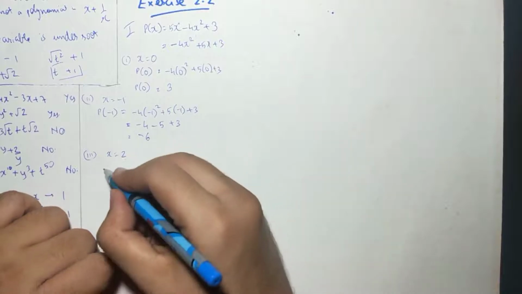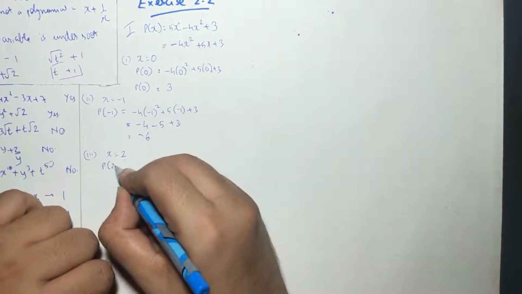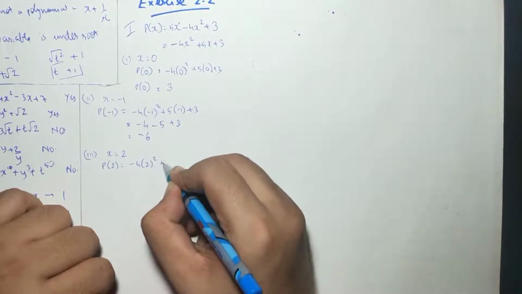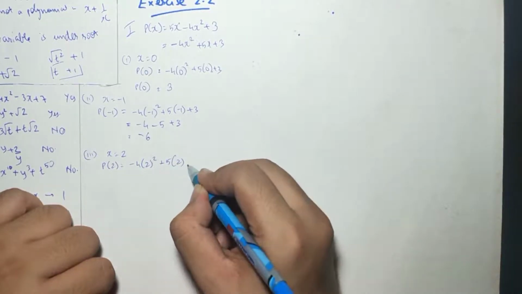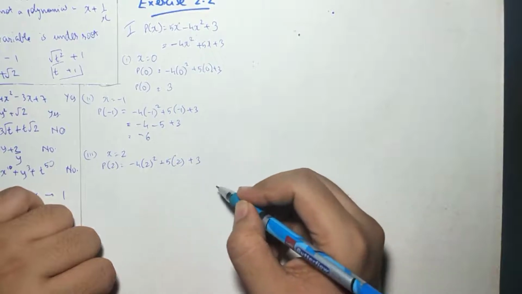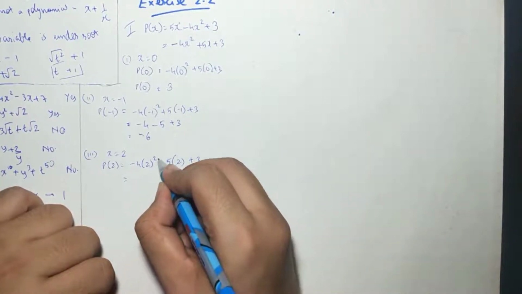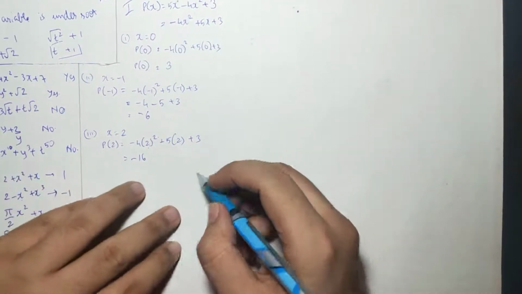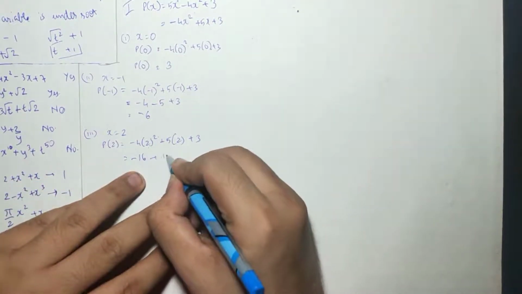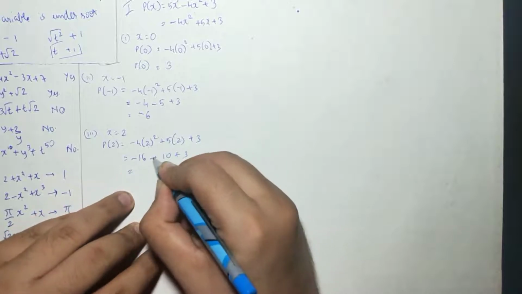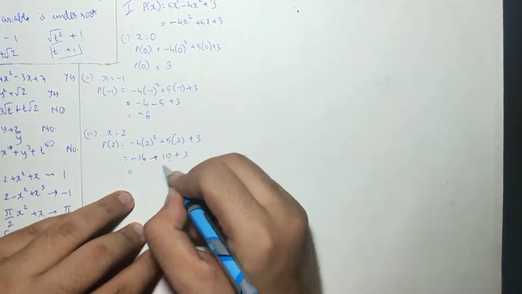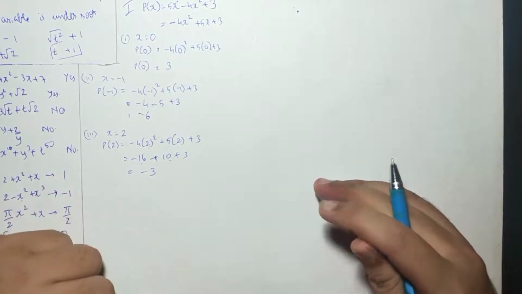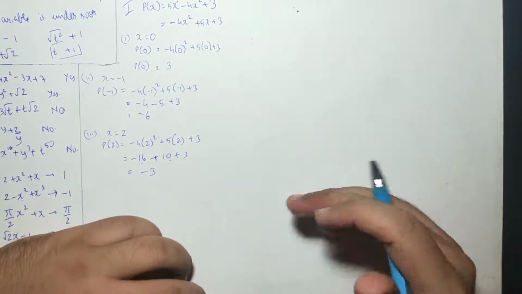X equals 2. So p of 2 will be equal to minus 4 into 2 square plus 5 into 2 plus 3. What is 2 square? That is 4. 4 into 4 will be minus 16 because plus into minus is minus. Plus 5 into 2 is 10, plus 3. This will be minus 16 plus 13, that is minus 3. These calculations you should be able to do orally now.